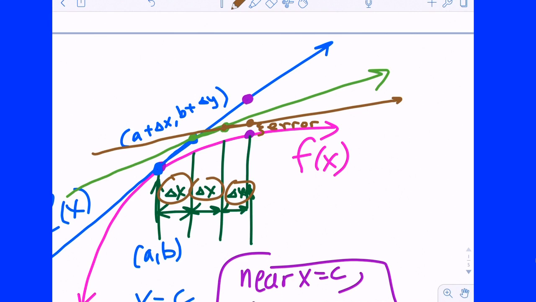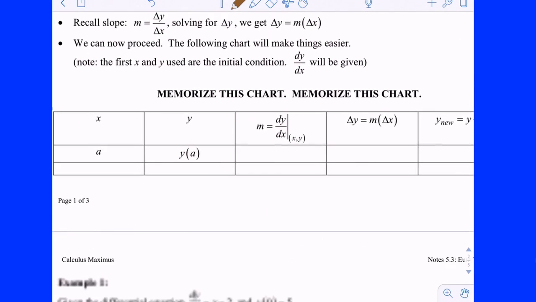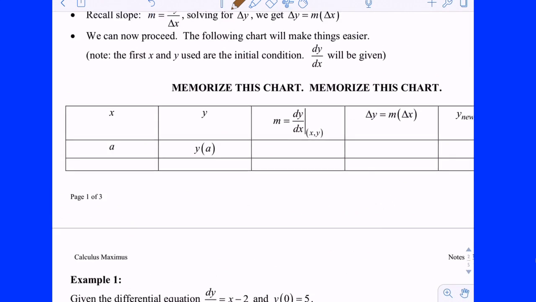You can actually program a computer to do these calculations very, very easily. Okay? So that's the idea behind Euler's method. Now, the way to actually implement it, I'm going to show you a chart that you can use to accomplish Euler's method very systematically. Okay? Here's what the chart columns are going to be.